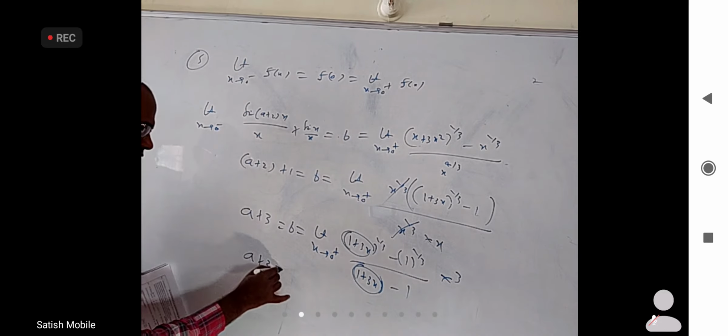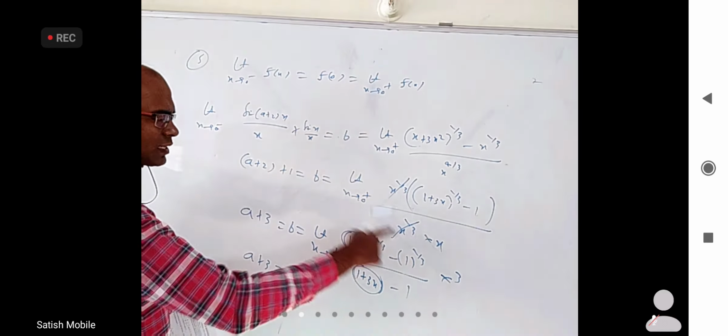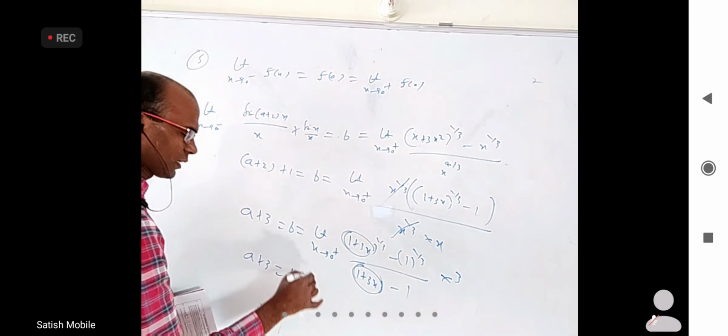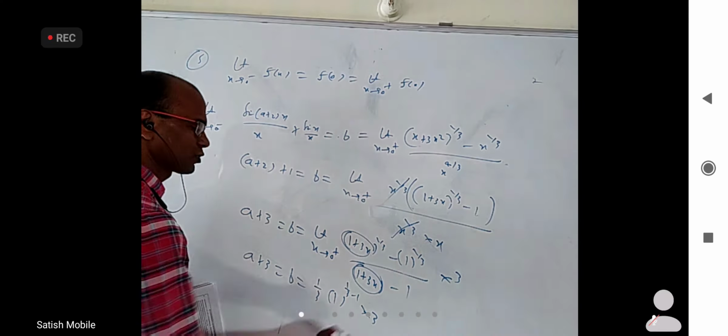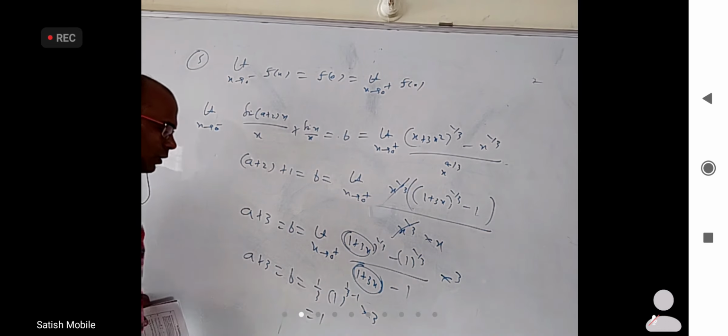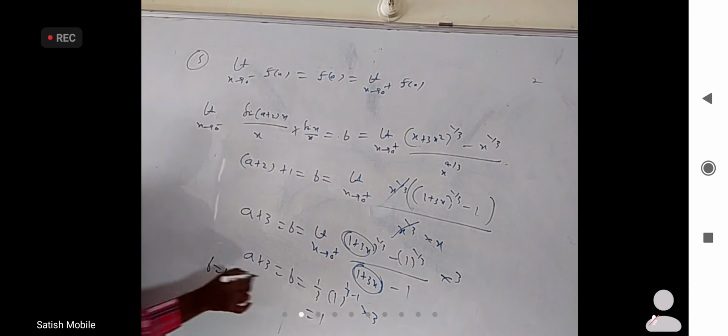So a plus 3 equals b. This limit is 1 by 3 into 1 whole power 1 by 3 minus 1 into 3, which will be 1 only. So basically you got b equal to 1, a equal to minus 2. They want a plus 2b, which is 0. A plus 2b is 0. Right?